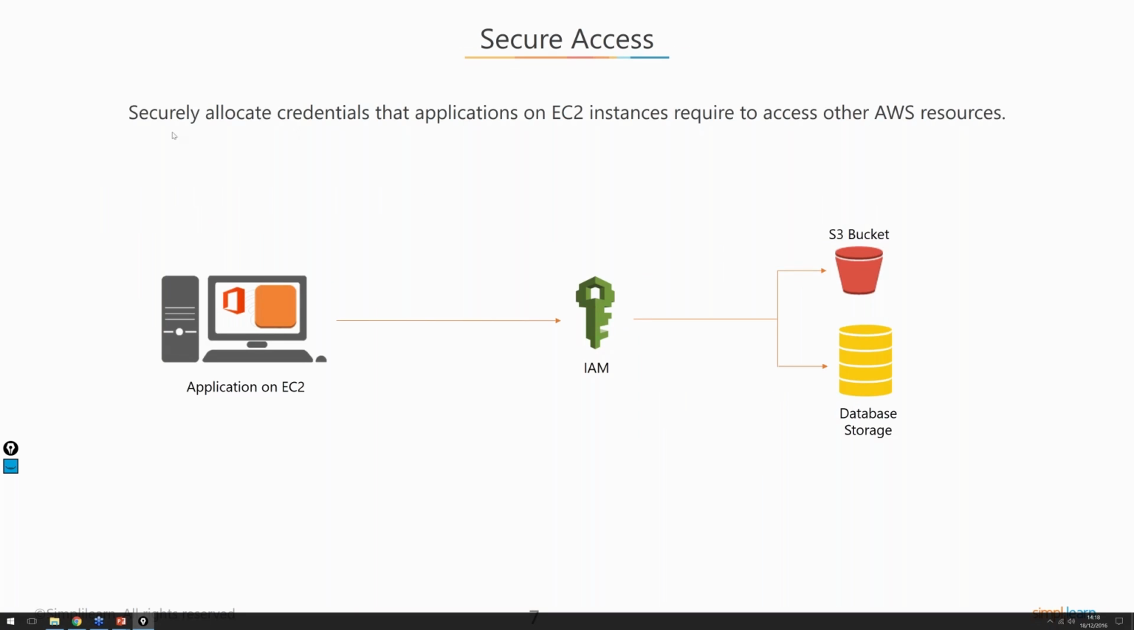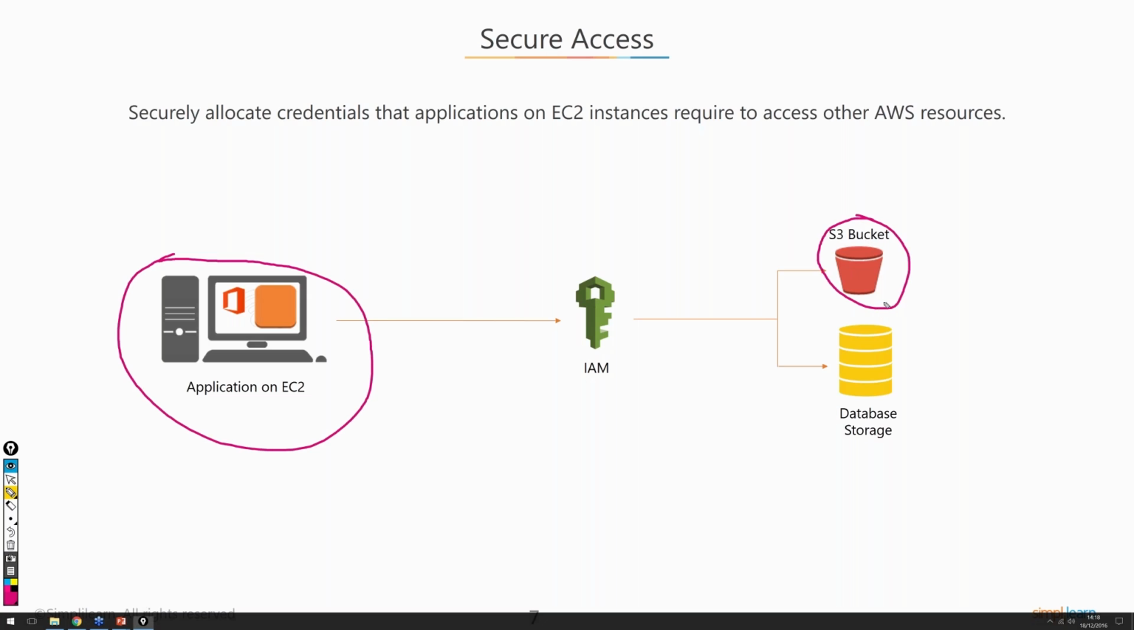Secure access. Securely allocate credentials that applications on EC2 require to access your AWS resources. What it means is that you can basically have an application running on your AWS account, and the particular application requires access to resources sitting on the same account, like an S3 bucket or maybe even database storage. So what happens is, instead of granting the user permission, you actually grant the application a permission. You can do this via IAM, and we'll discuss this in a few seconds.